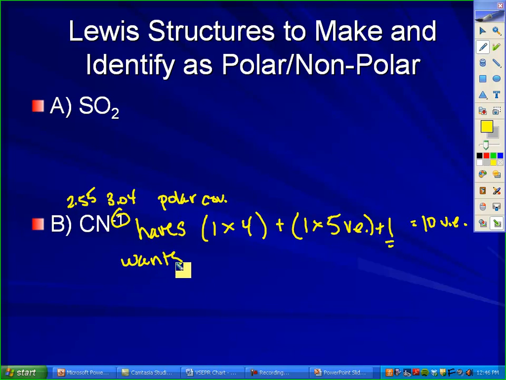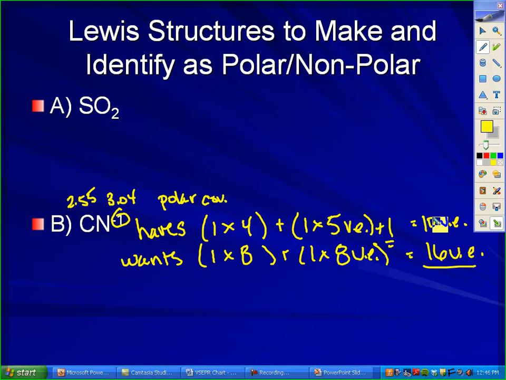Now for our wants, each one of those atoms still wants 8 valence electrons. The existence of one additional electron has not changed that. So we still want 16 valence electrons. That means with our 10 electrons, we're going to have to share 6 of those electrons, or 3 pairs. So we're going to have 3 shared pairs just like last time.